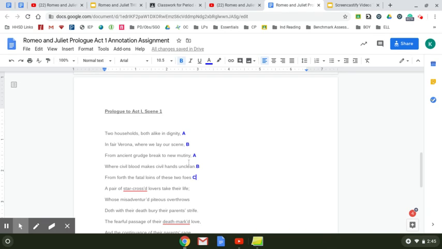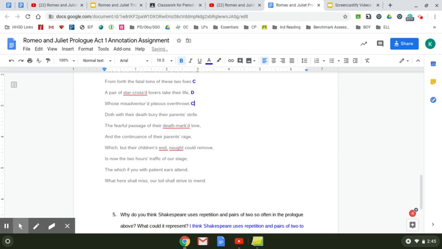Life. Life doesn't rhyme with dignity, scene, or foes. So life would get a D. Overthrows. That rhymes with foes, so that would get a C. So you're going to continue down the entire poem doing the rhyme scheme.